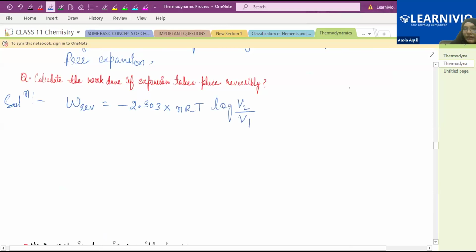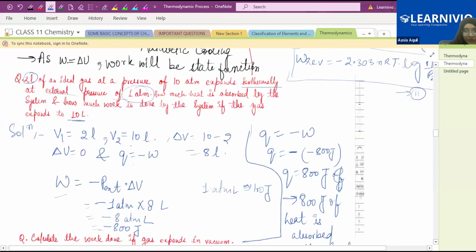Now, according to the ideal gas equation, PV equals nRT. So can we substitute PV in the place of nRT? Yes, we can. So 2.303 into PV log V2 upon V1. What is V2? See in the question here, V2 was 10 and V1 was 2. 10 and 2, right?